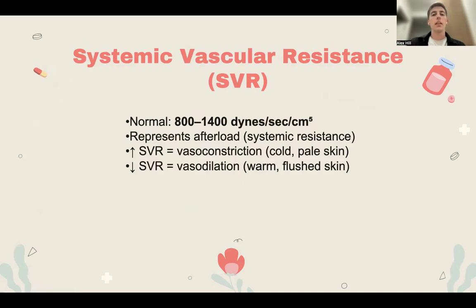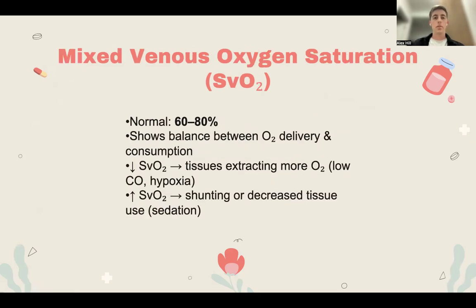Okay. So systemic vascular resistance. This is resistance to blood leaving the left side of your heart, and it's going to be way higher than your pulmonary vascular resistance, right? Because your systemic vasculature is much larger than your pulmonary. So if you have increased SVR, that means vasoconstriction. That's right. So cold, pale skin, blood's not getting there as much. Vasodilation, warm, flushed skin.